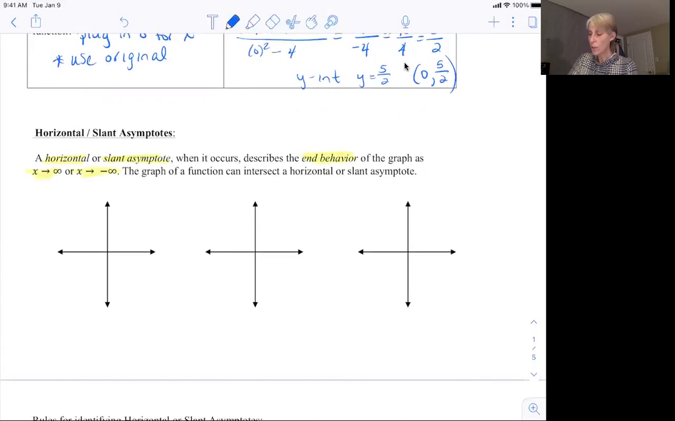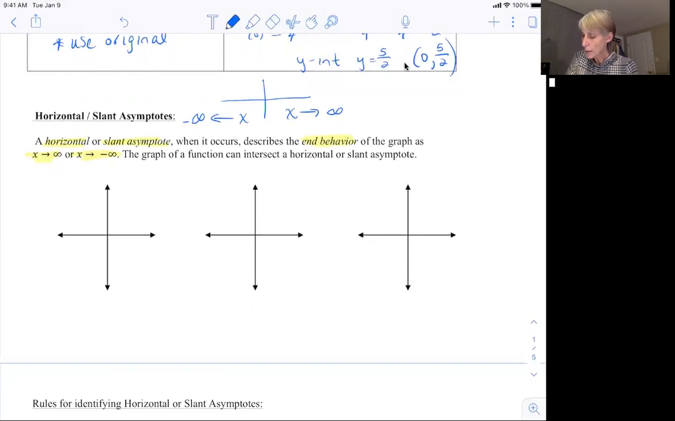So if you recall from our polynomial unit, that's our end behavior. What happens as I plug in really big x's or really small x's? What's happening at the end of the graph, not what's happening in the graph.